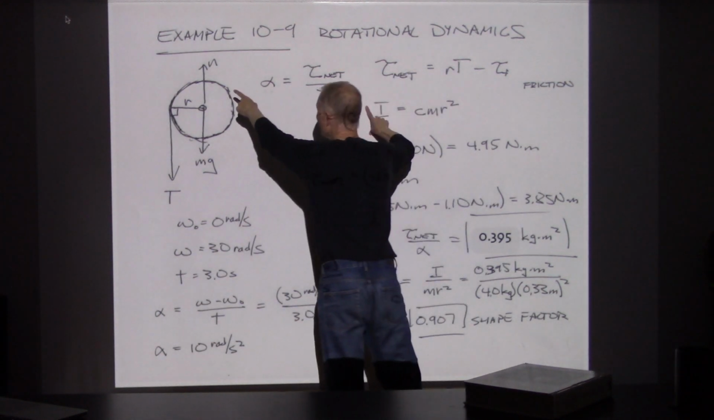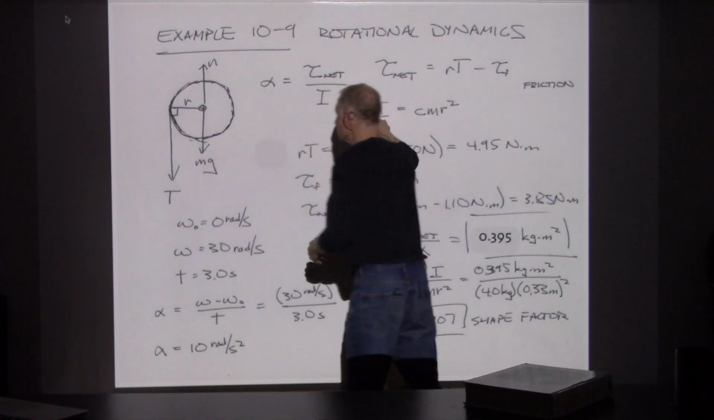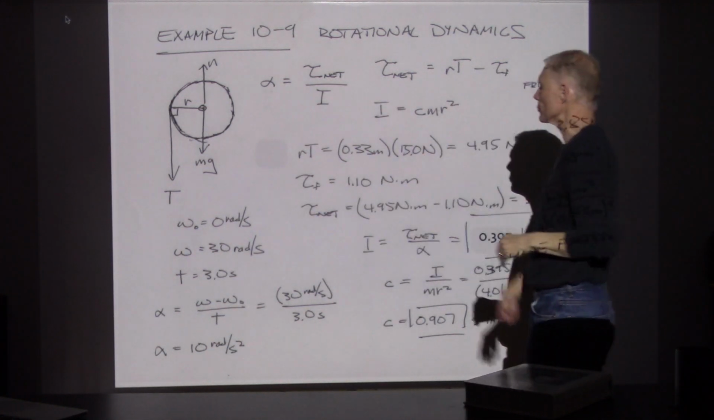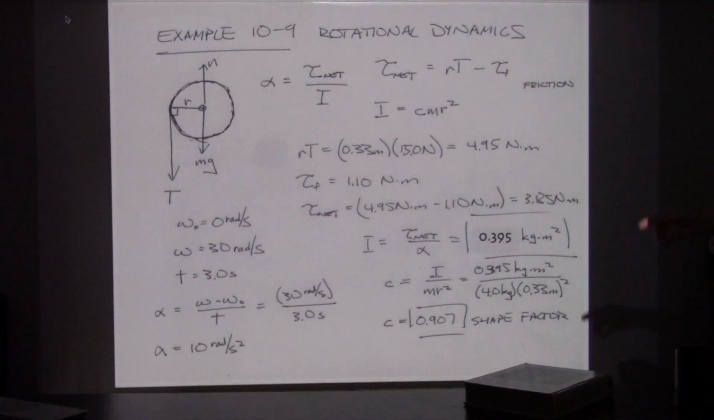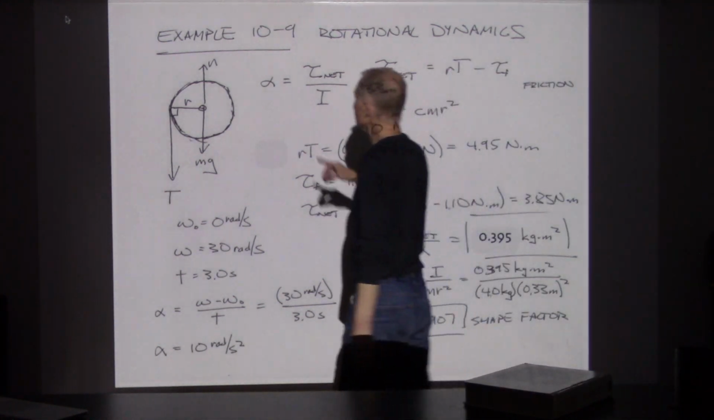Now, the normal force and gravity, they don't have any lever distance. If the disc, the pulley that we have, is balanced, if it's a uniform disc, then the gravitational force will be acting right at the center, and so it goes right through the axis. There is no torque from mg. There also is no torque coming from the normal force.